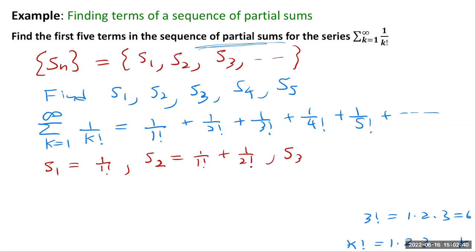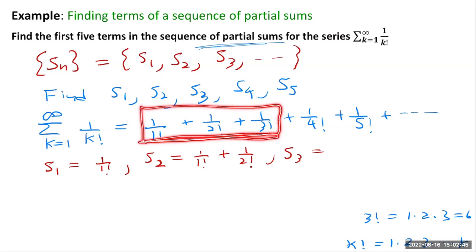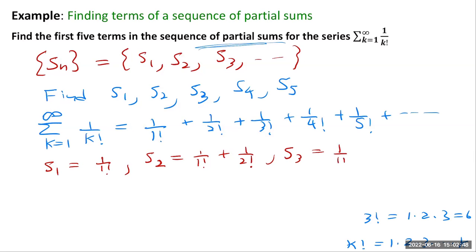What is S3? S3 is the summation of the first three terms. The summation of these three terms, that is 1 over 1 factorial plus 1 over 2 factorial plus 1 over 3 factorial. So on and so forth, you can calculate S4 and S5. I will leave that as an exercise. And notice that you can simplify these expressions by calculating these factorials. You know how to calculate 2 factorial. 2 factorial is 1 times 2. 3 factorial is 1 times 2 times 3. You can compute this one and plug it in here to get the value. Okay. All right. Let's move on.